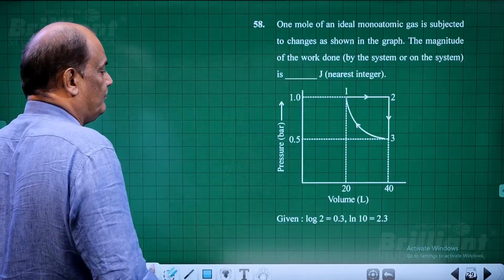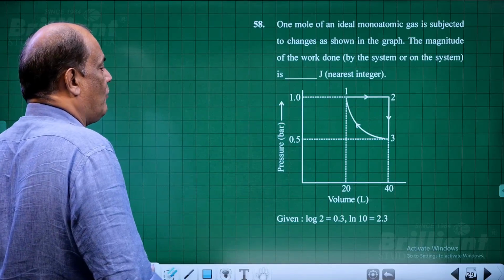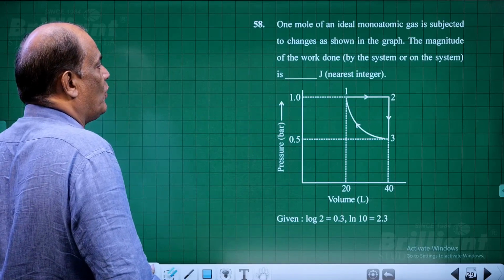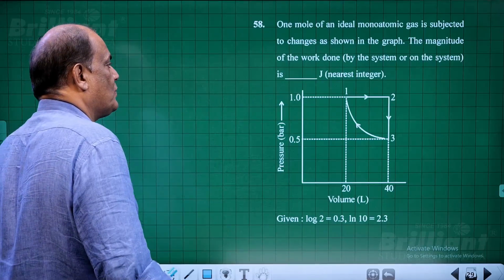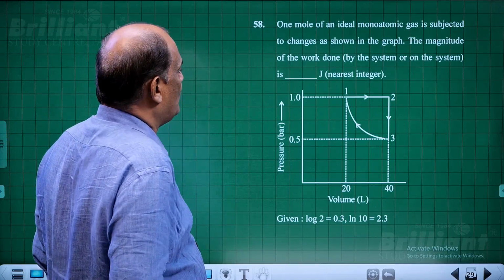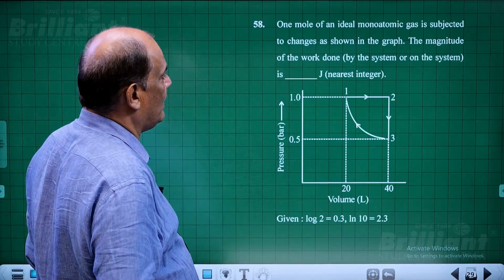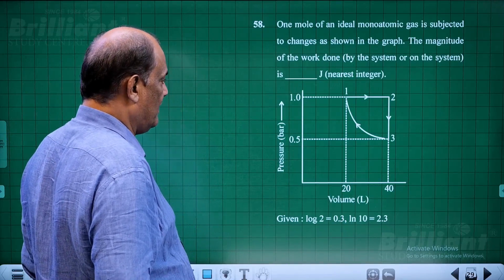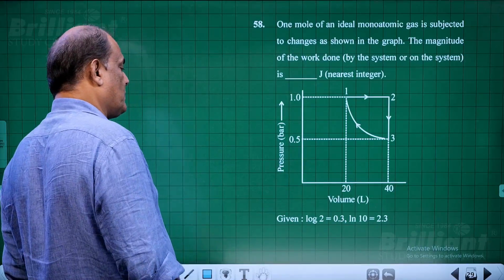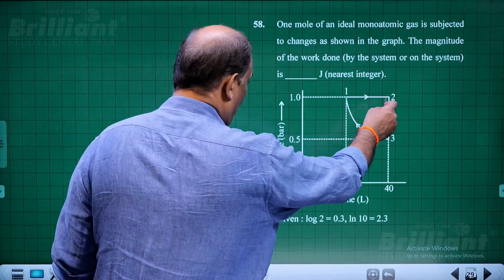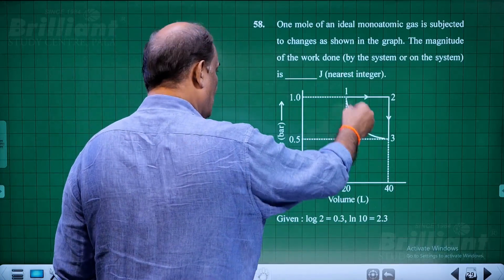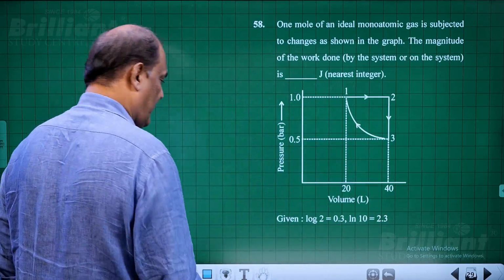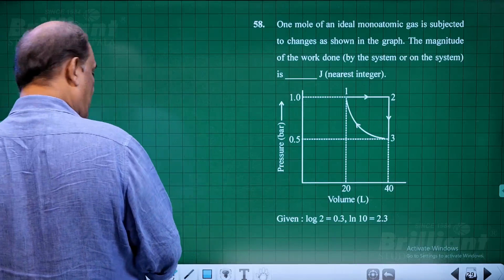Work done. 1 mole of an ideal monoatomic gas is subjected to changes as shown in the graph. The magnitude of the work done by the system on the system is a dash joule, nearest integer. This is an isothermal process, this is an isochoric process, again this is an isothermal process, this is an isobaric process. Now given log 2 is equal to n.